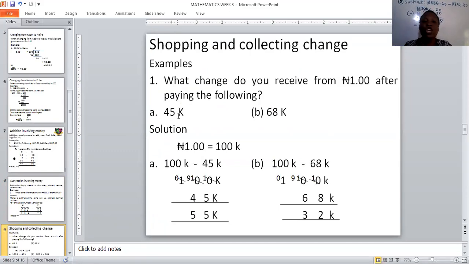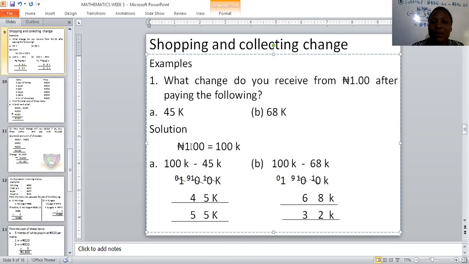Remember, you change the naira to kobo since you are dealing with kobo. To change from naira to kobo, you move your decimal point to the right side 2 times. So you have 1, 0, 0, and it becomes 100 kobo. 100 kobo take away 45 kobo.